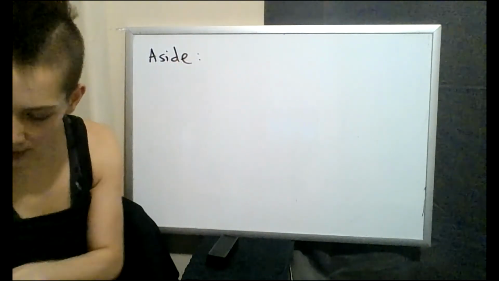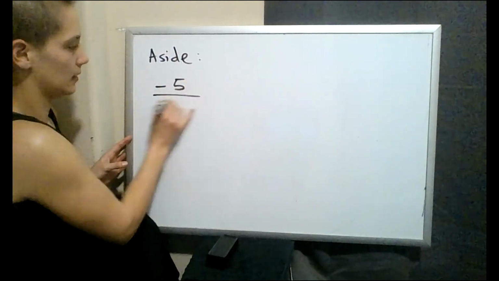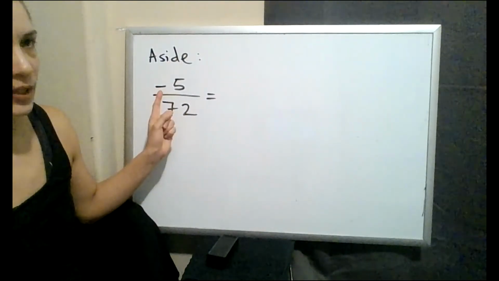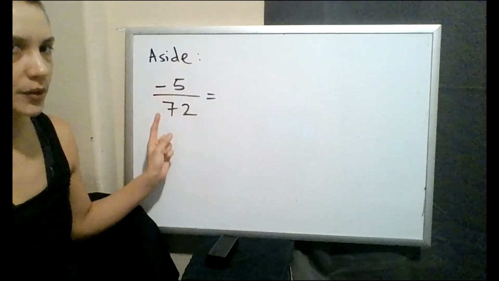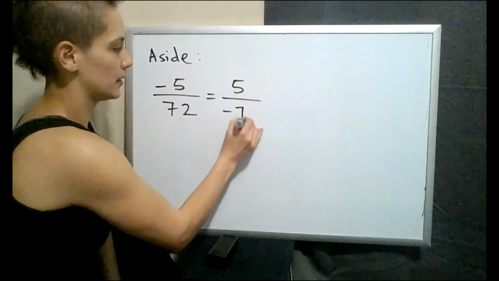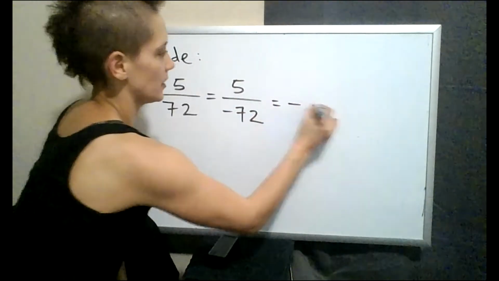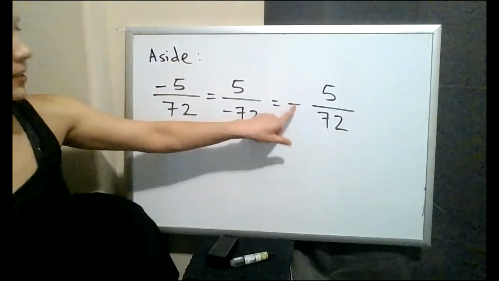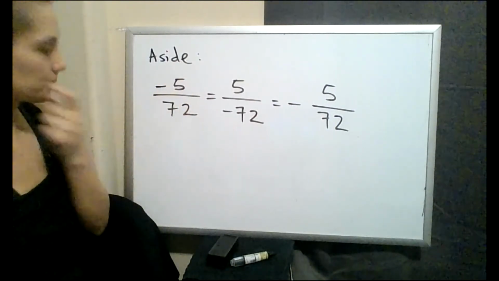So what was that? It was a -5/72. Just talking about the symbol, the negative sign makes this number negative, and it could be in the numerator. You could put it down here in the denominator, or you can put it out front of the whole fraction. As long as there's a negative sign somewhere in the number, that's a negative number.